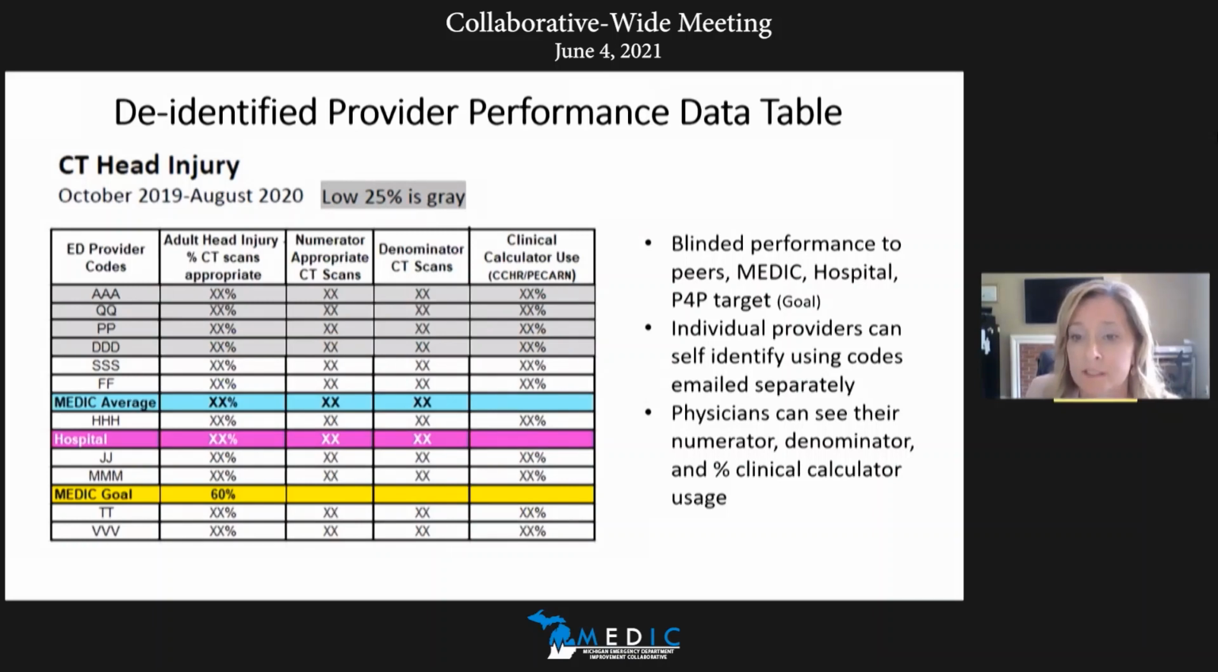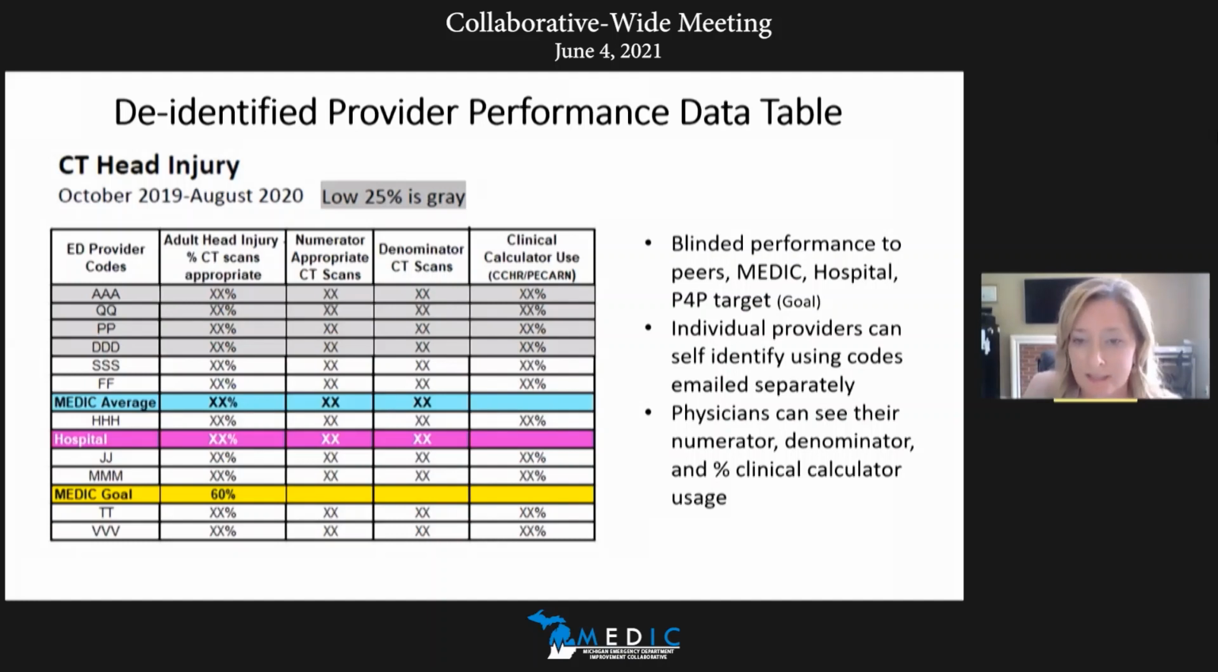This table details individualized data and feedback, which includes CT scan appropriateness. I also include the numerator and denominator and the clinical calculator use that they document in their notes. That's something separate that I keep track of. After I retrieve the data and organize it in this table, I then filter the appropriateness percentage from the lowest performer to the highest performer. The lowest 25% performers are shaded in gray. I use bright bold colors to highlight the MEDIC average, the P for P goal, and the hospital average, just so they can have some comparison so they can see the difference.